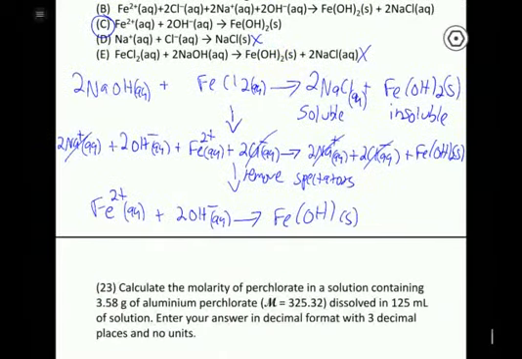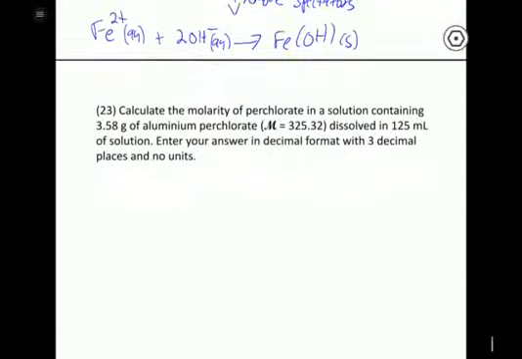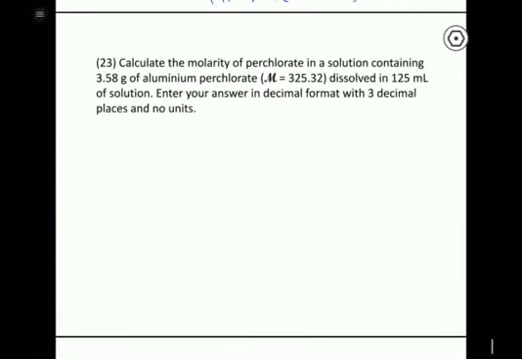Okay, moving on to number 23. Calculate the molarity of perchlorate in a solution containing 3.58 grams of aluminum perchlorate dissolved in 125 milliliters of solution, and enter your answer in decimal format.